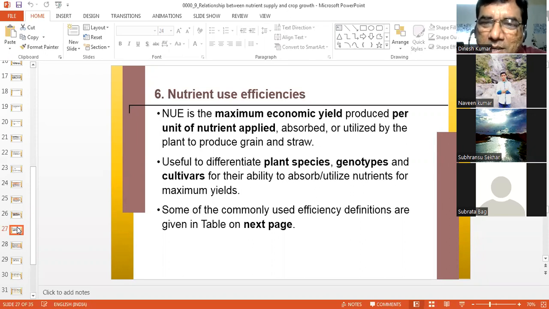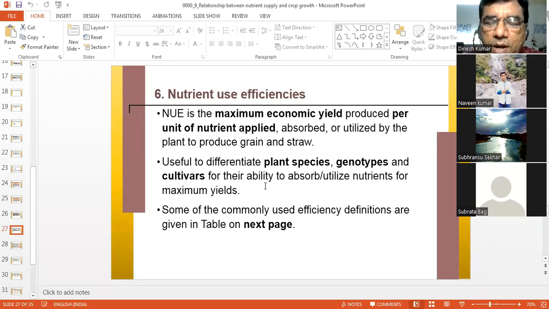So now I am sure that this is placed at the right place. Nutrient use efficiency is the maximum economic yield. So how to define it? It is the maximum economic yield produced per unit of nutrient applied, absorbed, or utilized. Remember, it is applied. It can be based upon the application rate, or it can be based upon absorption rate, or utilization rate by the plant to produce grain and store it.